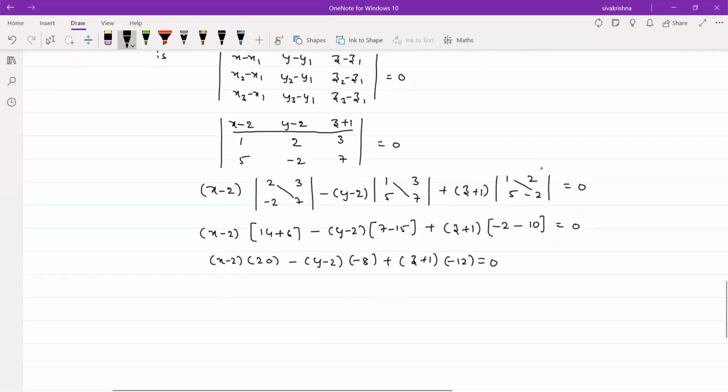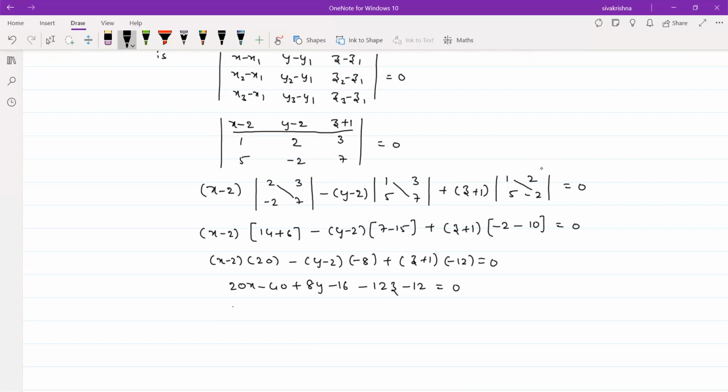Okay, now we have to multiply the corresponding terms. So 20 into x gives 20x, minus 2 twenties is 40. Next, minus 8 into minus means we get plus 8. So plus 8 into y means 8y. Next, plus 8 into minus 2 means minus 16. Next, minus 12 into z, minus 12z. Minus 12 into 1 gives minus 12 is equal to 0.